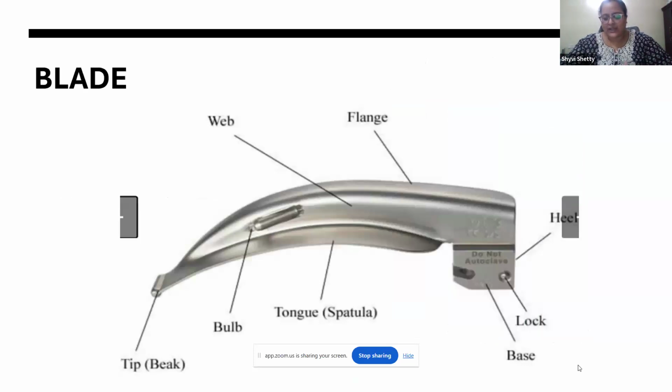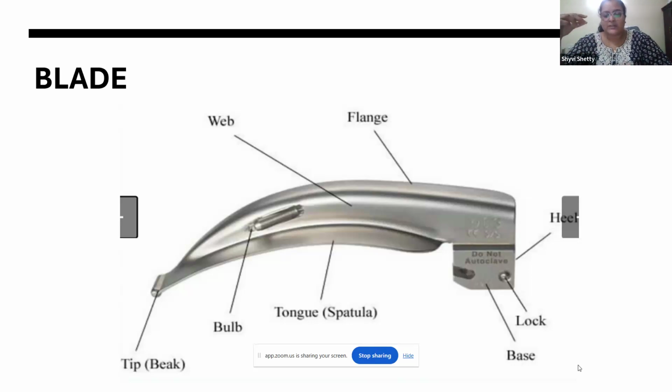Coming to the next part of the laryngoscope, that is the blade. What are the different parts of the blade? So we have the base of the blade, there's a flange of the blade, there's the heel, there's the tip. These are the major parts. So basically, the base is the one which attaches to the handle. It has a slot for engaging the handle, and the end of the base is known as the heel. The tongue, as you can see, which is also known as the spatula, is the main shaft and it is used to compress or manipulate the soft tissue, mainly the tongue.